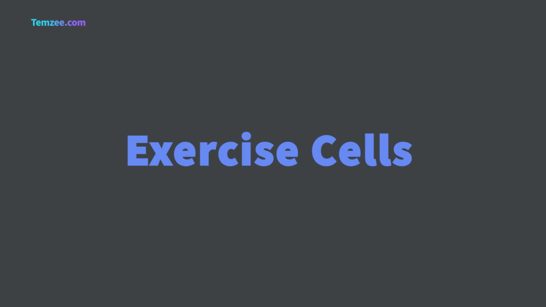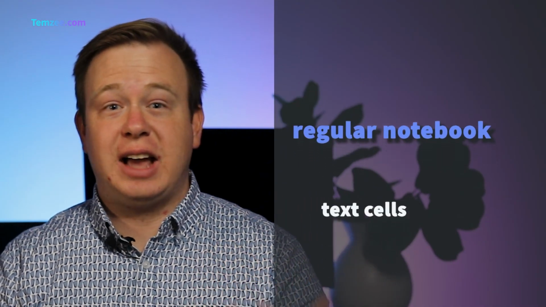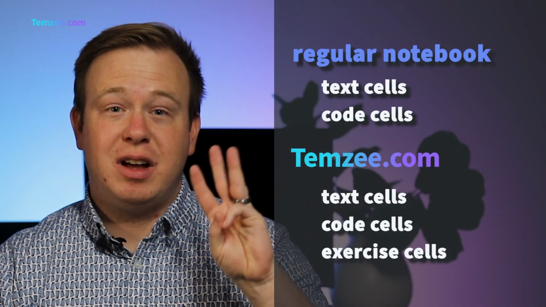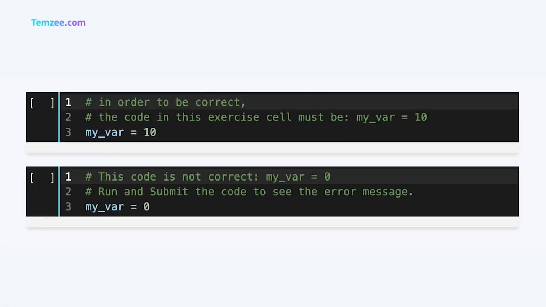Speaking of grading your code, Temzee Lessons have some features that regular notebooks don't have. While regular notebooks have two kinds of cells, text cells and code cells, Temzee Lessons actually have three kinds of cells. Let me introduce exercise cells. Exercise cells look similar to code cells, but with a couple of important differences. First, you'll see that this vertical divider bar on the left-hand side is blue rather than gray, and exercise cells also have a blue submit button in the bottom right corner. While you can write whatever code you want in a code cell, within exercise cells, there is a definitive right and wrong answer.